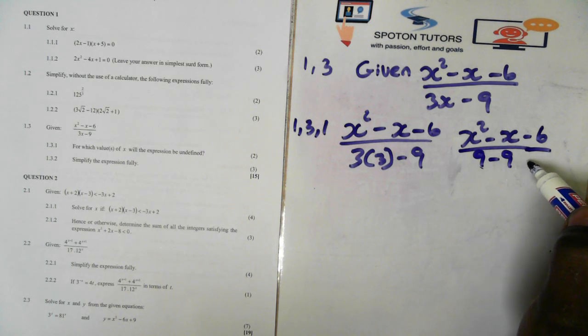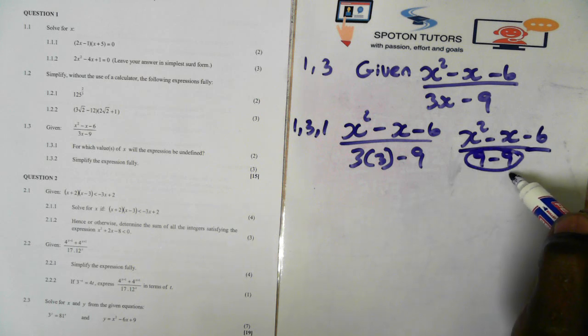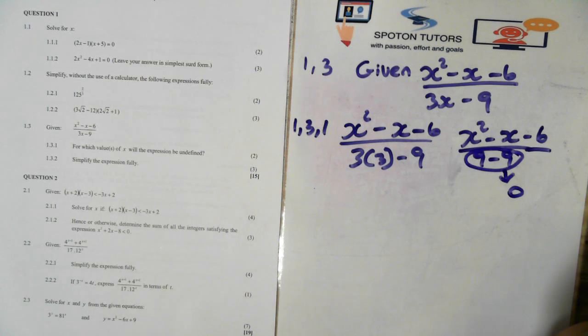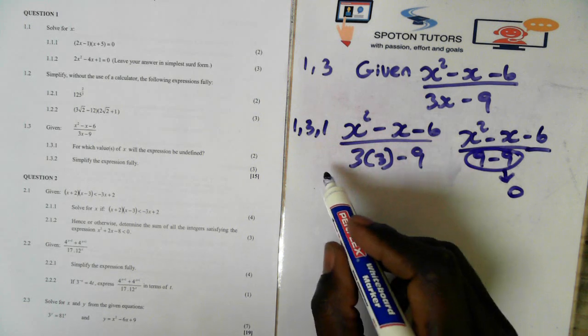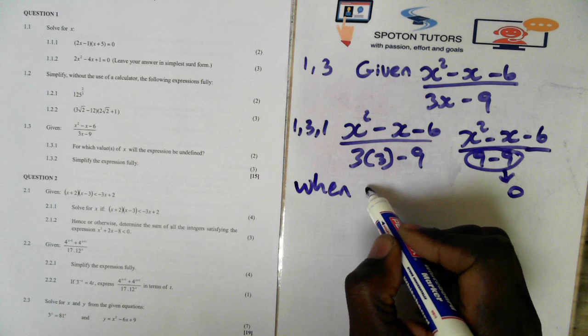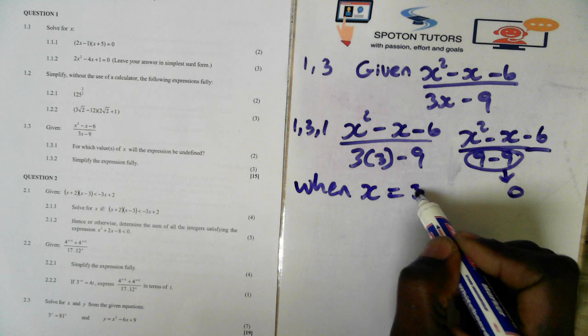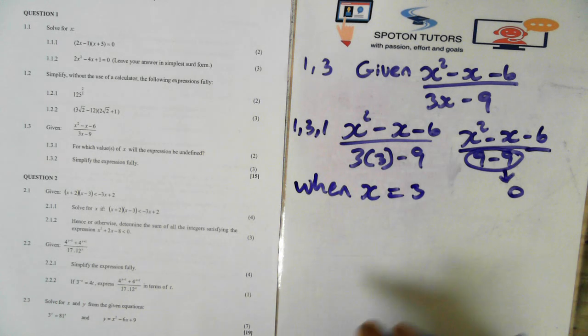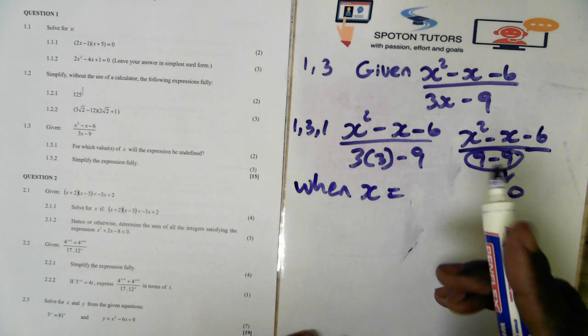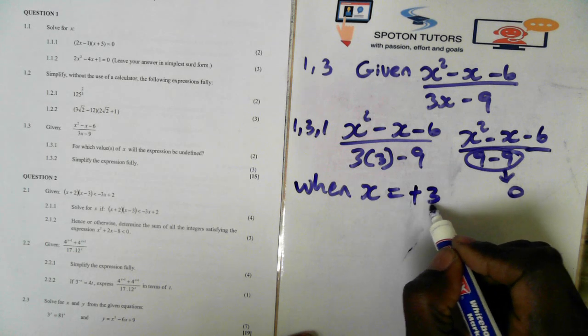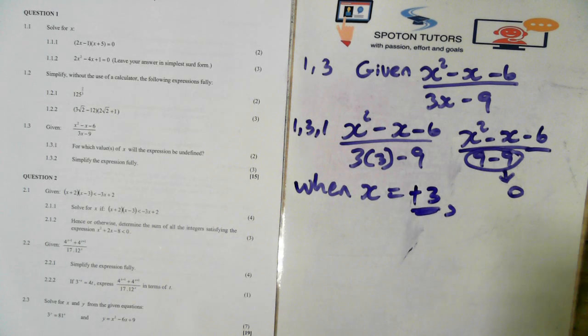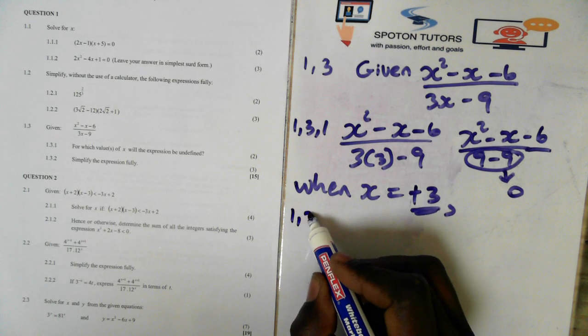When is this undefined? When this denominator is equal to 0. Answering this question, when x is equal to 3, positive 3, that's very important. I must just emphasize it by putting the plus sign, even though when we write a 3 without a sign it is indeed positive, but I just want to emphasize that. So let's go to 1.3.2.